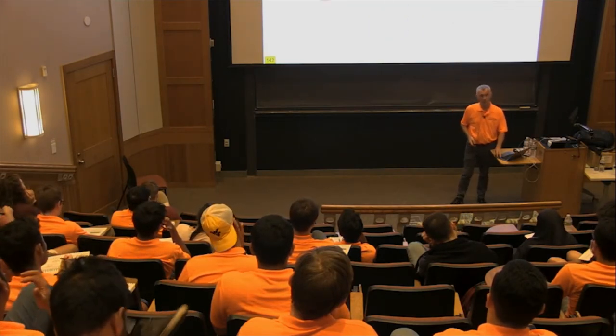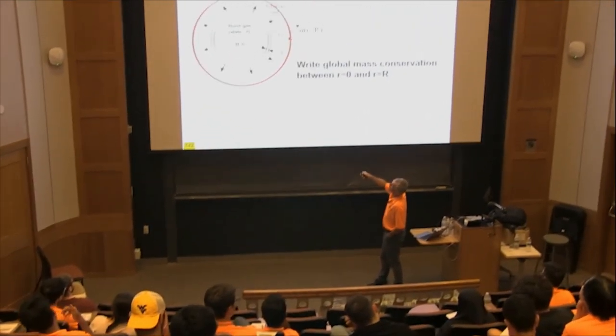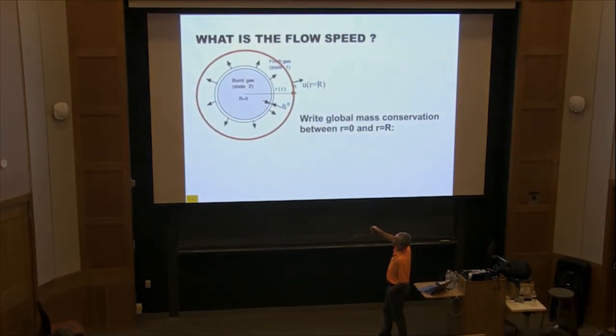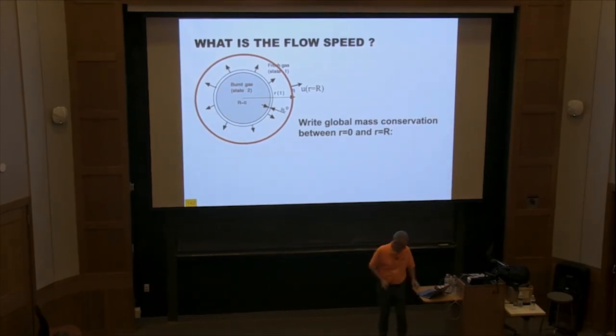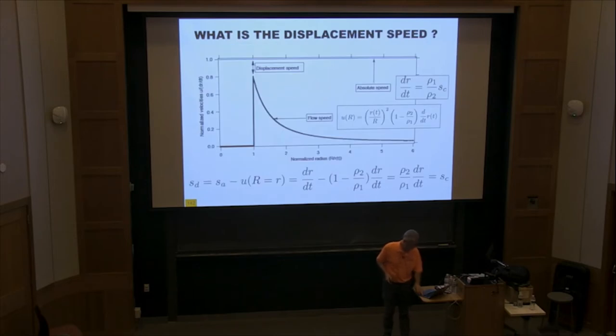So if you want to know the flow speed, you do what we did before. You write a conservation equation for the total mass in this box between r equals 0 and r equals r, which is a fixed position, and that will give you the gas velocity. And again, that's the same thing as the tube we did 5 minutes ago. There is a blast effect, and you find that the velocity of the gas here in the fresh gases is not 0. It's this expression that you can actually simplify, and you obtain the expression which is here.